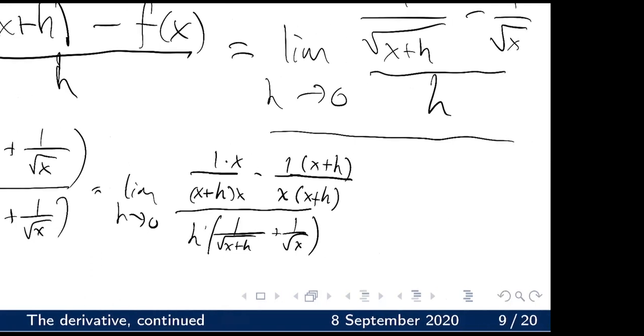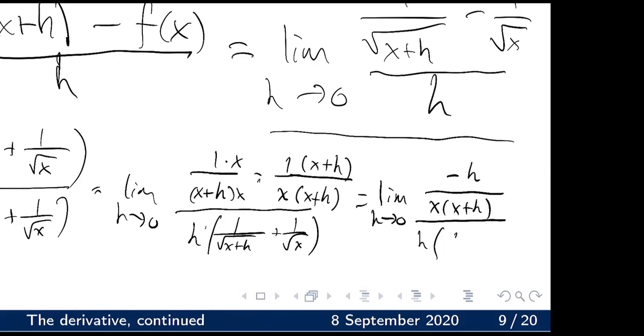Okay, so when I do that, ooh, Chase is running out of room. This is the limit as h approaches 0. Well, in the top, now the denominators are the same, so I can just add straight across the top. So I'm going to get x minus x, which gives me 0, right? And then I'll get another minus h. So I'm going to get negative h over x times x plus h. And then all of that is over h times 1 over the square root of x plus h plus 1 over the square root of x.